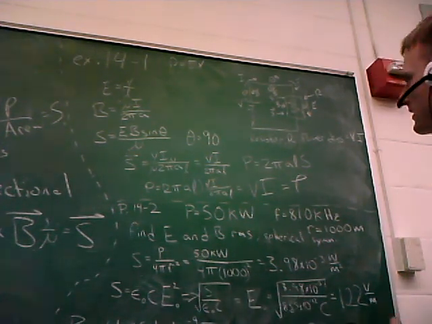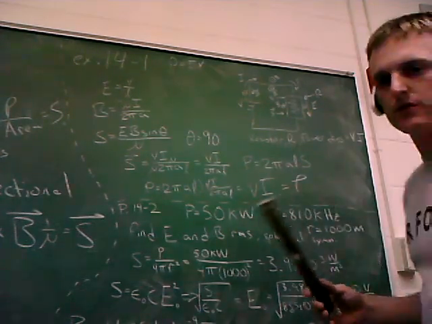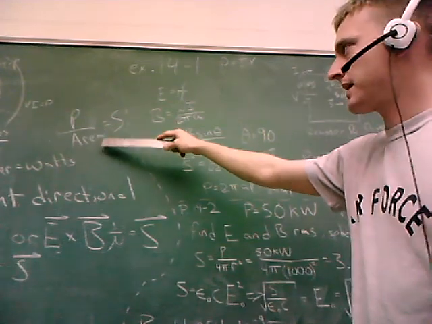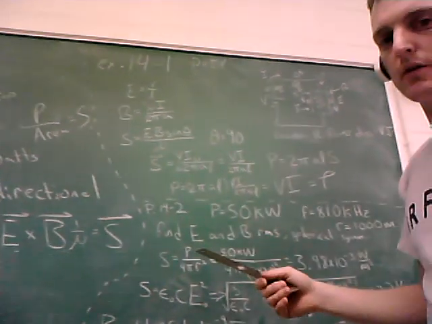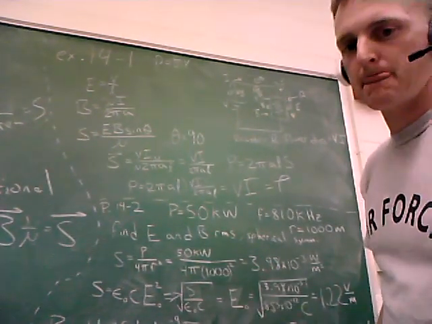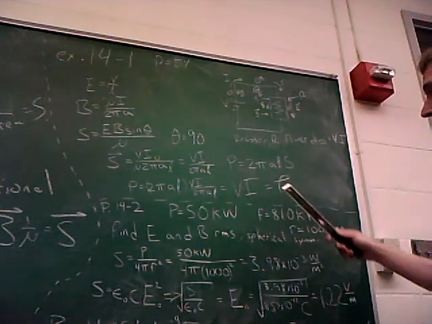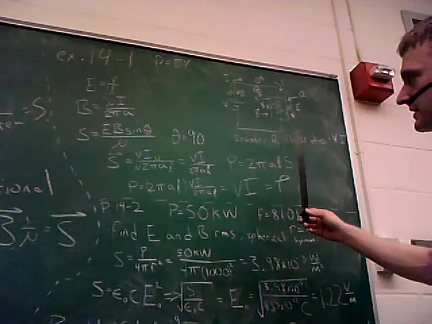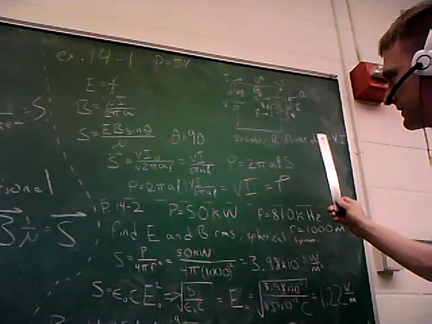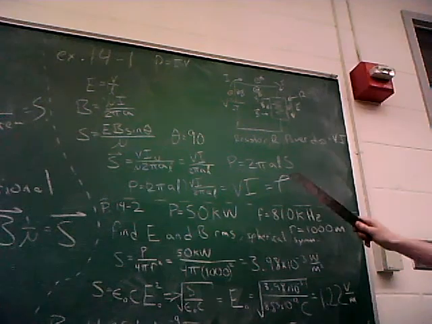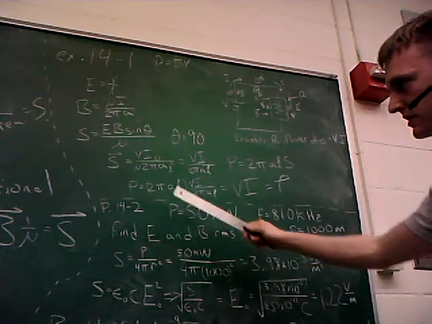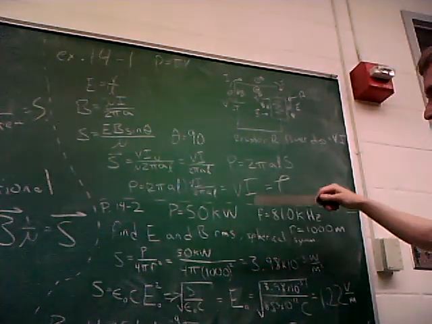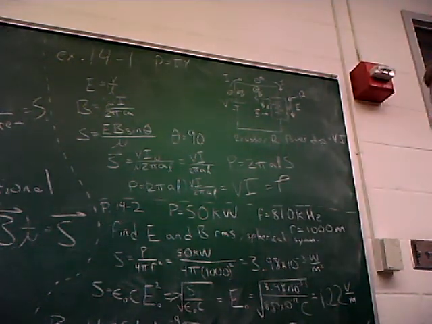So we also know power from back over here. Power divided by area equals S, so power equals S times area. Well, our area is 2 pi r times L, so we get power when we multiply the area of the cylinder times S. And when you do that, the area cancels out, leaving you with voltage times current.